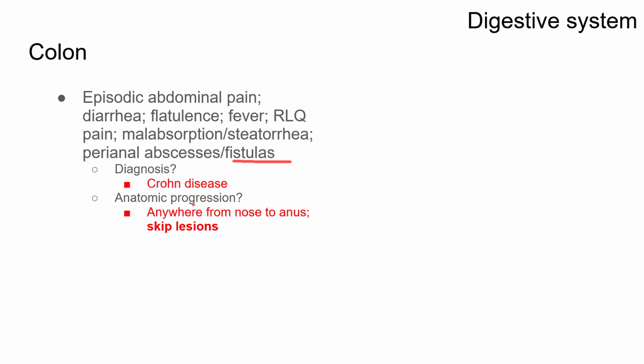It can happen anywhere in the GI tract. Anywhere from the nose to the anus can be affected by Crohn disease.